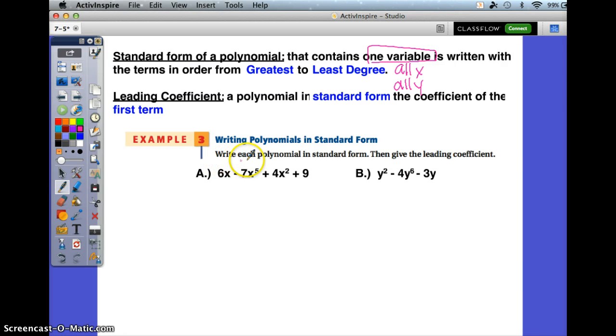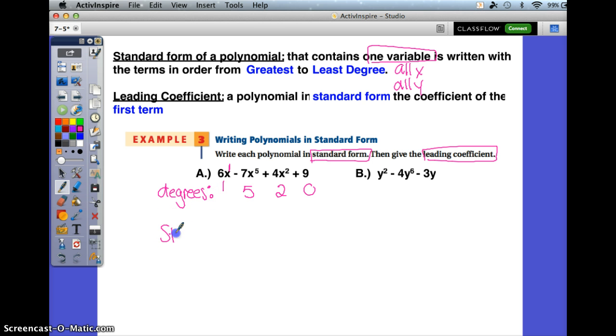Example 3 says, write each polynomial in standard form, then give the leading coefficient. So the first thing that I'm going to do is underneath each one of these, I'm going to say the degree. The degree of this first one is 1. The degree of the second term is 5. The third term is 2. And the last term is 0. These are all my degrees.